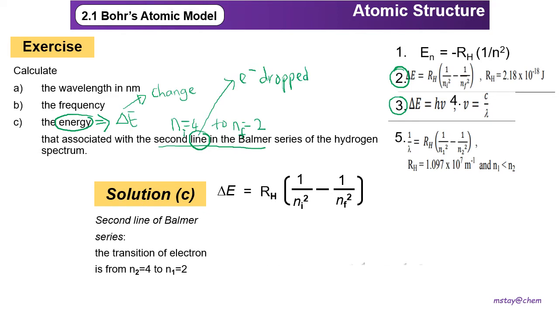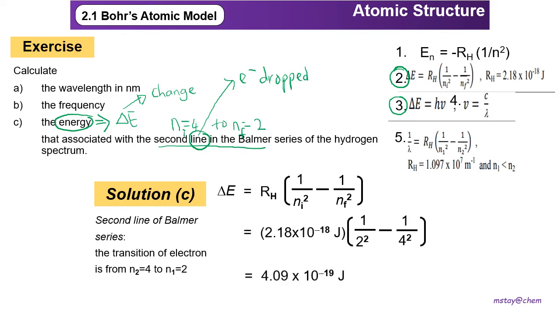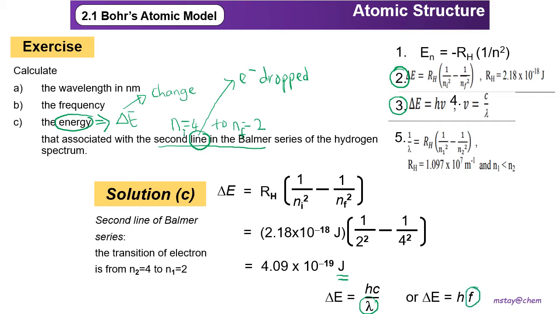So just substitute in the value, okay, then you will get the answer 4.09 exponent negative 19, and then the unit is joule. How about if I use the third formula, I also can get the answer. So either you substitute the wavelength into the formula delta E, or you can substitute the frequency in. No matter what formula you use, I think the final answer is almost the same. They maybe have a difference in the decimal places only.